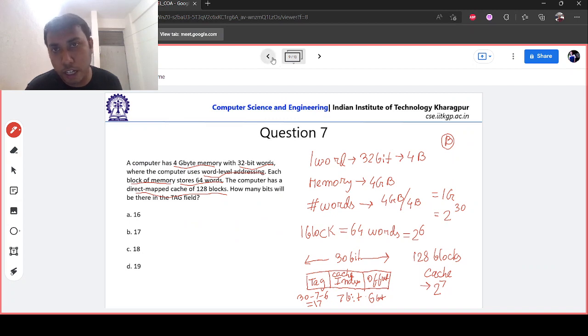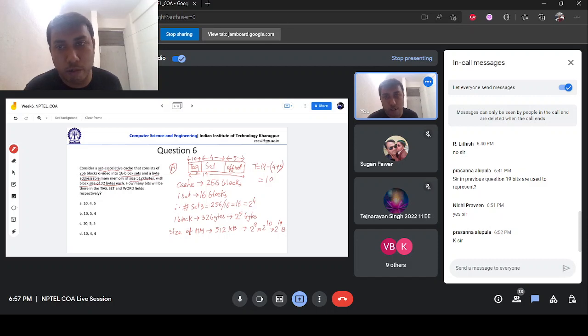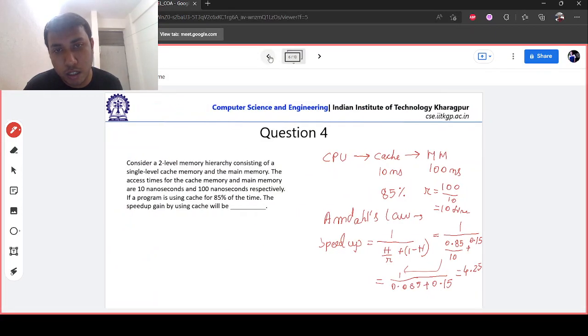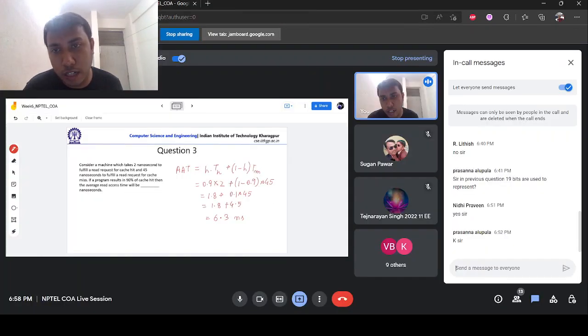Basically these two questions are very important, question number 6 or 7. This is a very common kind of question that we will face, not only in the exam. Also, if you are preparing for GATE, these questions are very common. Like what is the size of the tag? What is the size of the set? And what is the word field, what will be the value? These are very primary questions that are asked everywhere. Also this problem is very important, this one, like what is the cache hit time. These are the kind of questions you should prepare more.